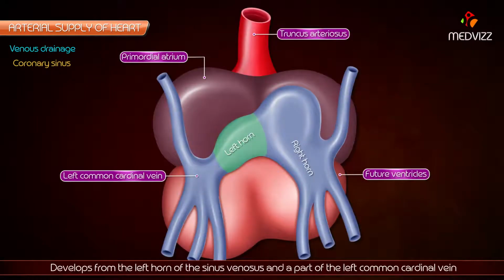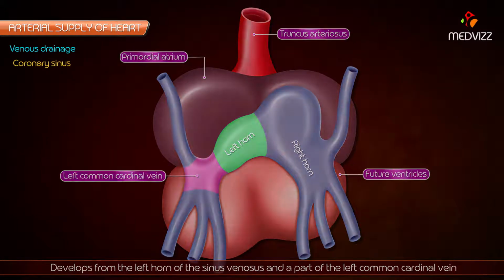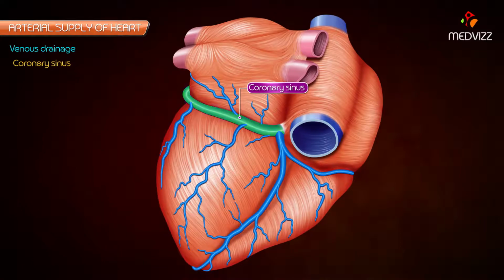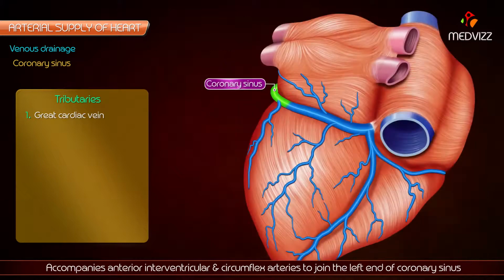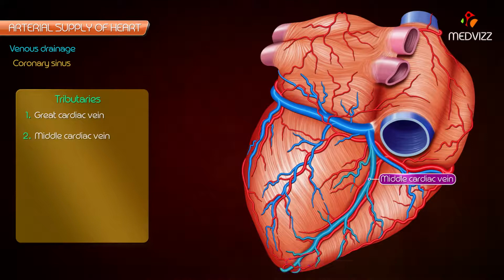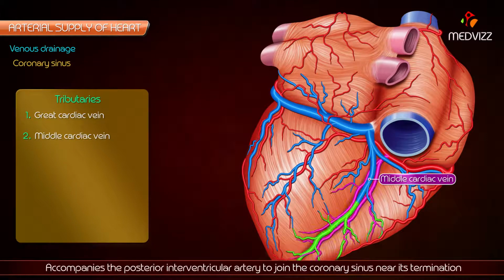It develops from the left horn of the sinus venosus and a part of the left common cardinal vein. Tributaries. The coronary sinus receives the following tributaries: great cardiac vein. It accompanies anterior interventricular and circumflex arteries to join the left end of the coronary sinus. Middle cardiac vein. It accompanies the posterior interventricular artery to join the coronary sinus near its termination.